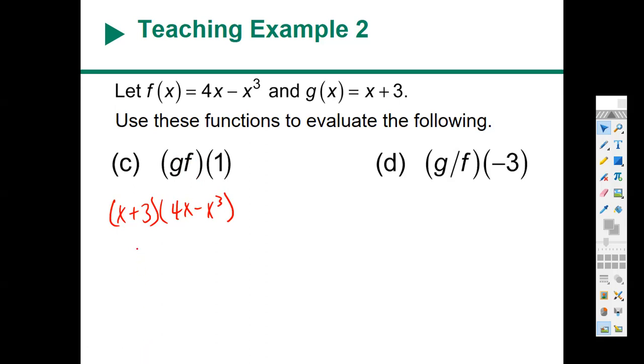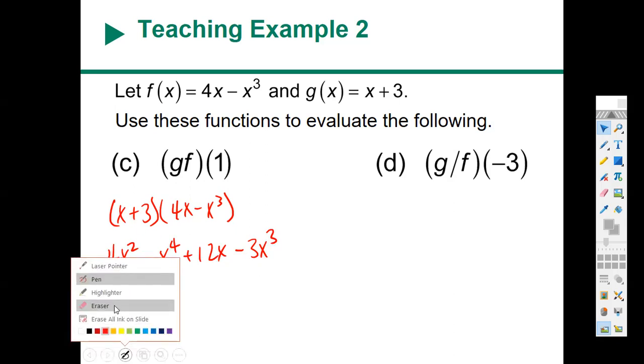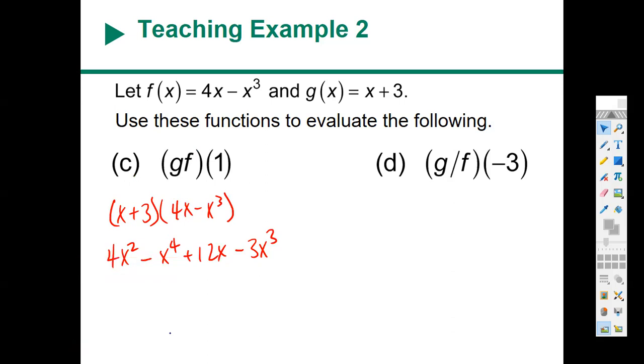It can't go backwards. Yeah, same thing. So I distribute and we're going to get 4X squared minus X to the 4 plus 12X minus 3X to the 3rd. Agreed? Some good old fashioned FOIL. First, outside, inside, last.